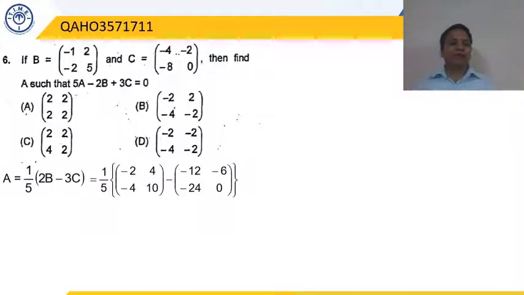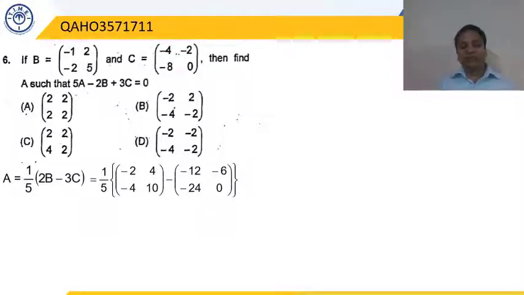Now 2B: to multiply matrix B by 2 means you have to multiply every element by 2. So it is minus 1 into 2 is minus 2, 2 into 2 is 4, minus 2 into 2 is minus 4, and 5 into 2 is 10. So we get the first matrix. Second, multiply by 3: 3 into 4 is 12, 3 into 2 is 6, 3 into 8 is 24, 3 into minus 4 is minus 12, 3 into minus 2 is minus 6, 3 into minus 8 is minus 24, and 3 into 0 is 0. In this manner, we obtain a matrix which is 2B. We also obtain a matrix which is 3C.